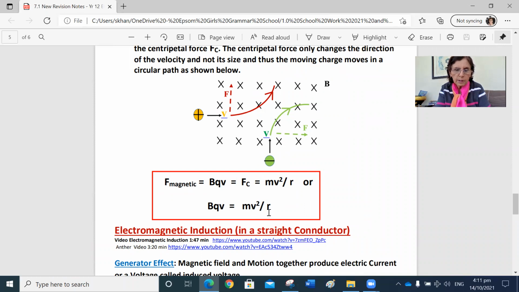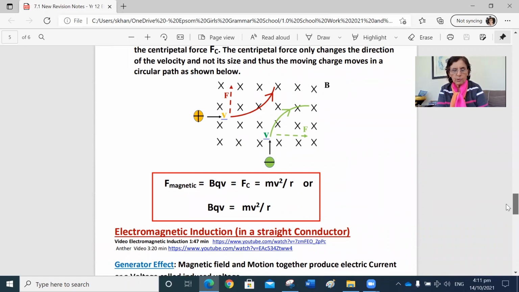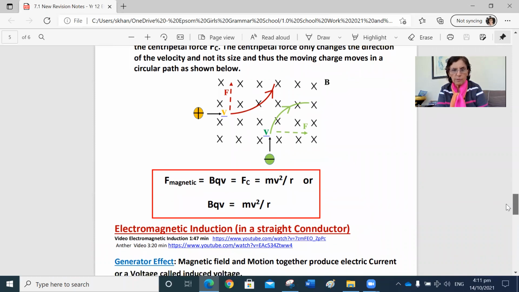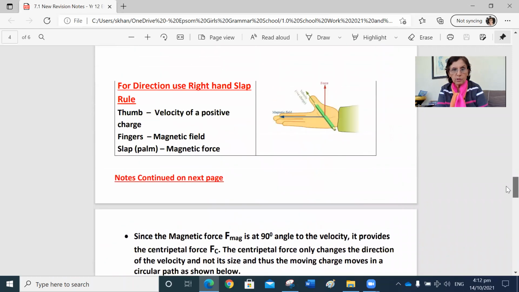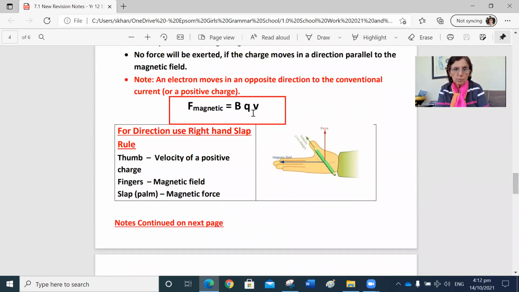If we are given the speed, we can calculate the radius, or if we were given the radius, we can calculate the speed. So that was the force on a charged particle when it's moving. Remember, if the speed is 0, if the charge is not moving, then it will not experience any force.